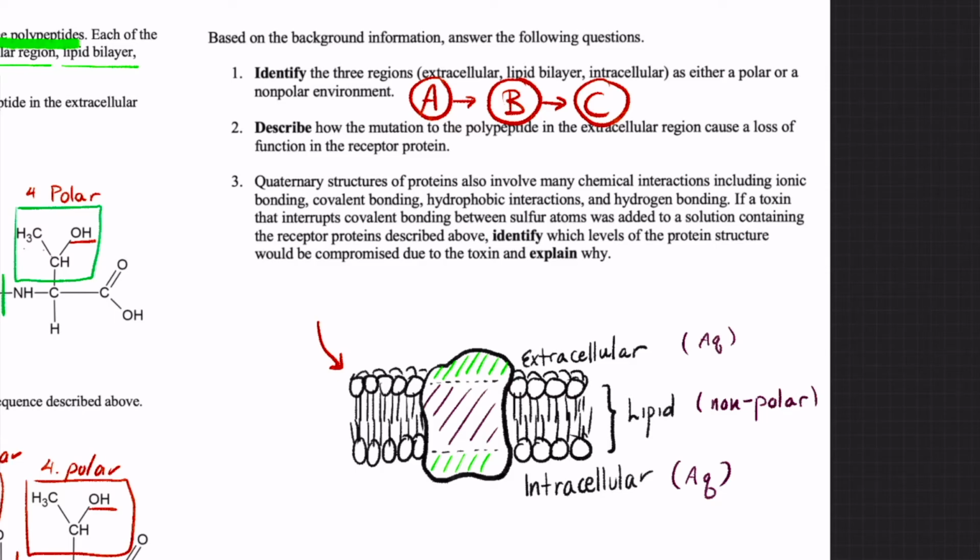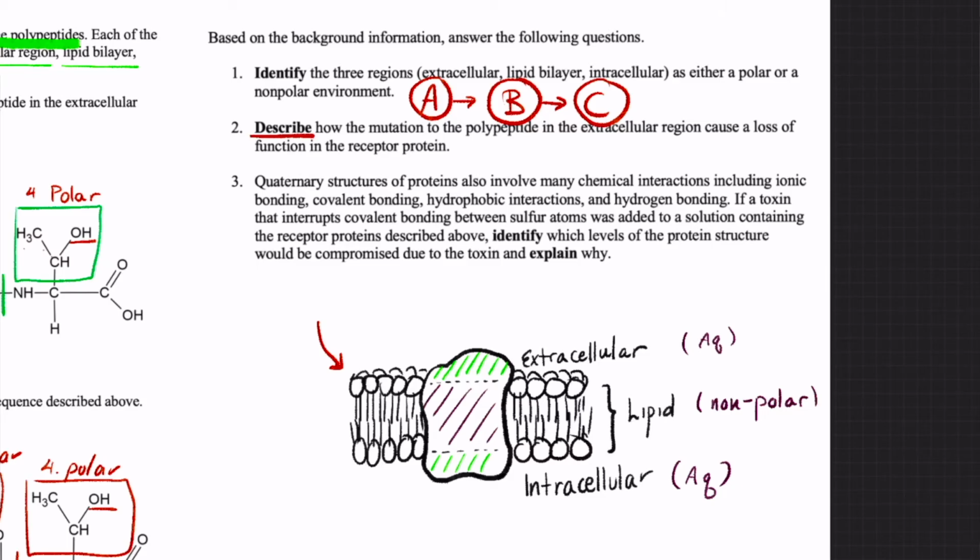So now let's take a look at number 2. It says, describe how the mutation to the polypeptide in the extracellular region causes a loss of function in the receptor protein. Okay, so the loss of function, what does that mean? Well, that means that the protein is no longer going to be able to do what it was supposed to do, which was essentially to receive signals from the outside and transduce it to the inside of the cell.